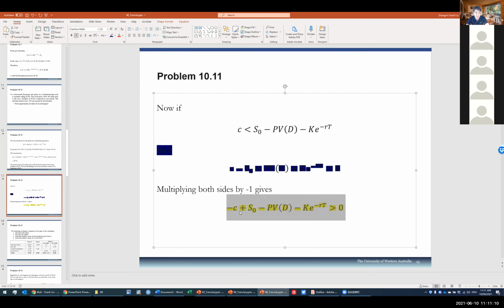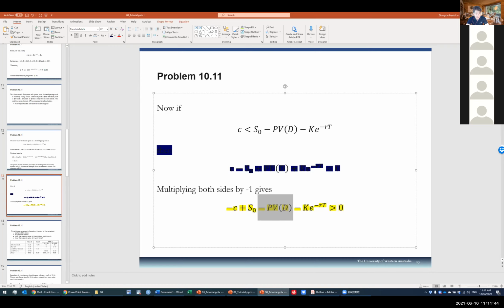just think of it. What does minus C represent? Minus C represents a cash outflow from you. In what scenario would that happen? That means I'm going to buy a call option, right? And plus S0, what does plus S0 mean? Plus S0 means I receive an amount that is equal to S0, right? So that means here, I'll be short an asset.